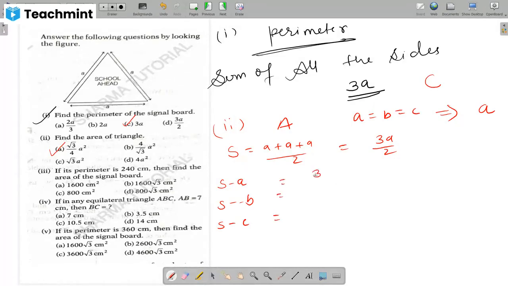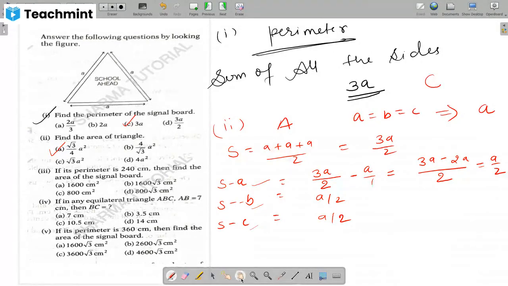So what will be the value of S minus a? 3A by 2 minus A. We can take LCM. So we'll get 3A minus 2A upon 2, or simply A by 2. Is it correct? Yes, ma'am. Now it's an equilateral triangle, so all the values are equal. The next values will also be A by 2 and A by 2, and there is no need to find them again, right?